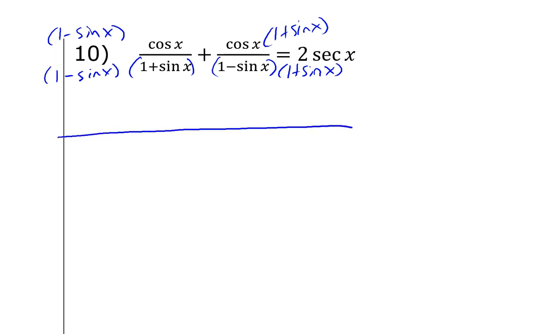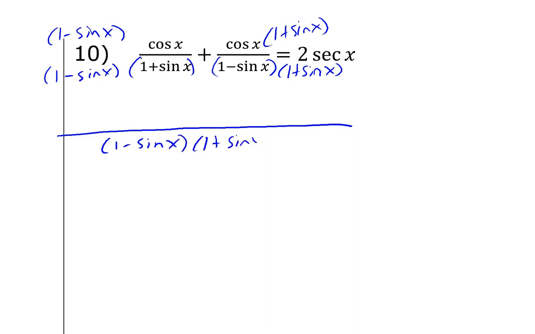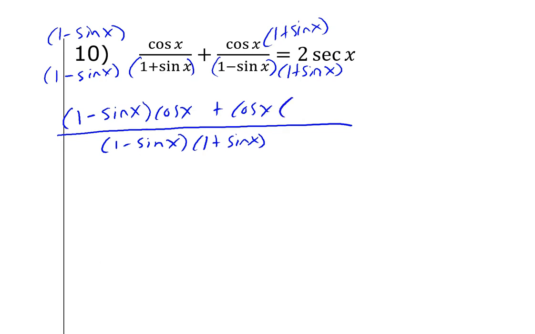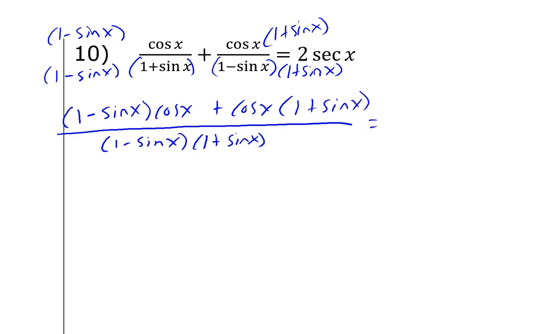So here's what I have. So my like denominator is 1 minus sine x times 1 plus sine x. Okay, that's what I have in both denominators. Now I'm going to combine the numerators, alright, because I'm adding this into one big fraction. For a moment here, I'm going to just keep this like it is. So 1 minus sine x times cosine x plus cosine x times 1 plus sine x. Alright, that's what I have right now.